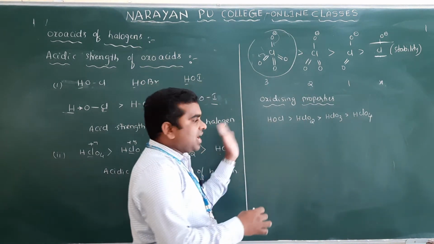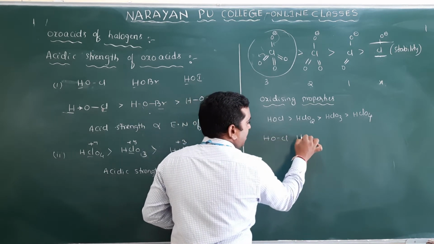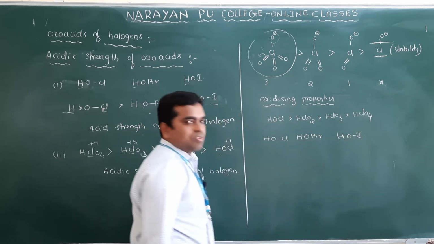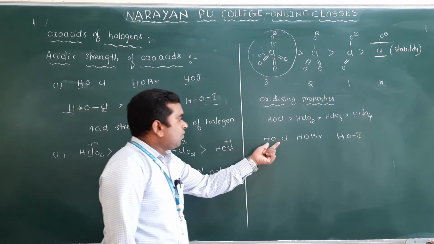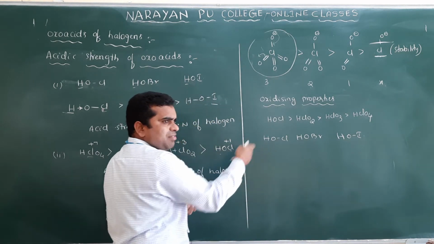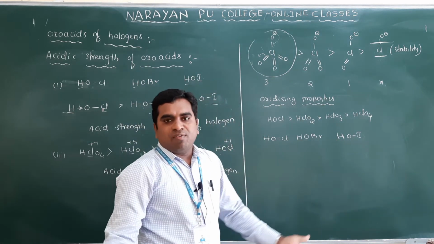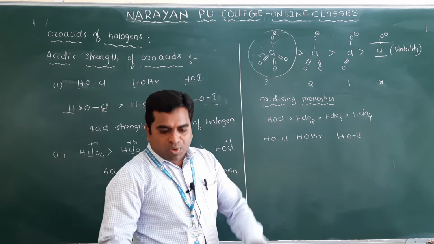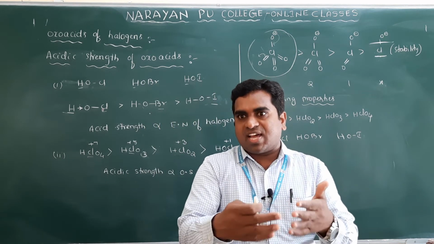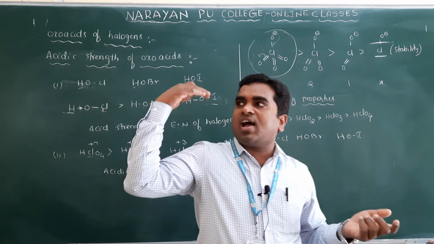And among the hypohalous acids, if you take HOCl, HOBr and HOI, in this case what will happen? You know that. And HOF is very unstable, I will not talk about this. But among these three molecules, you have to find which one is stable and which one is unstable. The unstable one acts as a powerful oxidizing agent. Why? Because it is unstable, it breaks the halogen-oxygen bond and can give oxygen to other substances very easily.